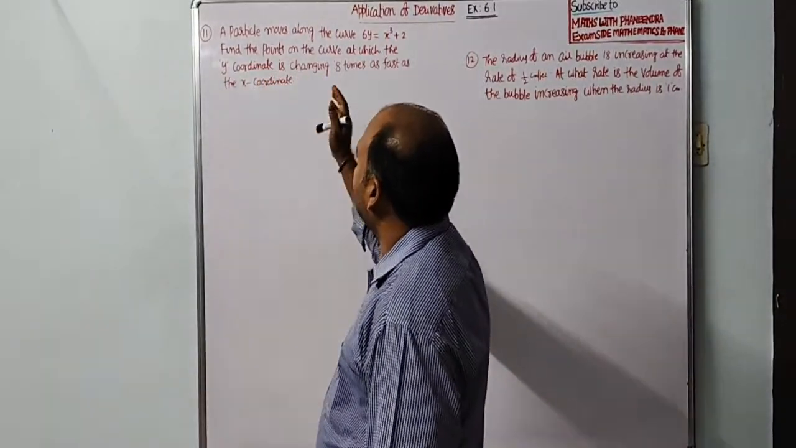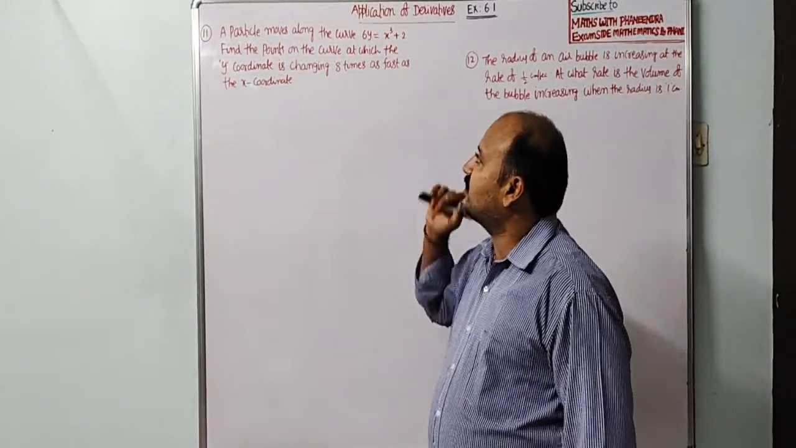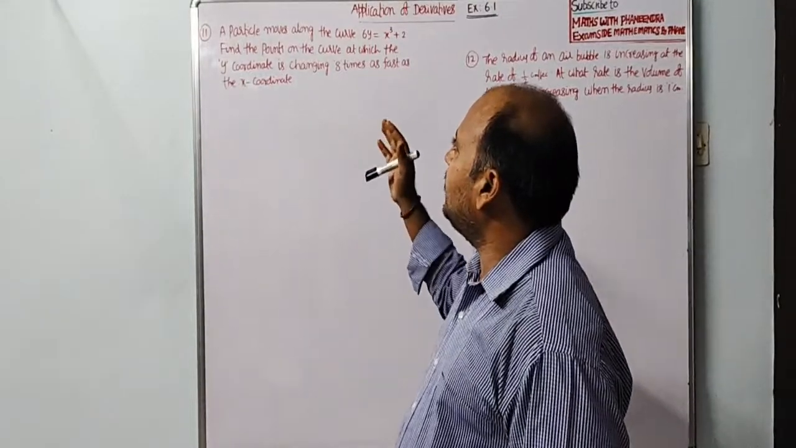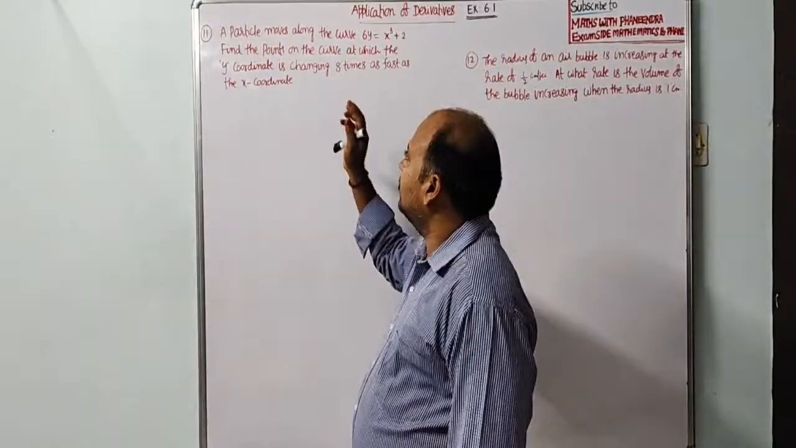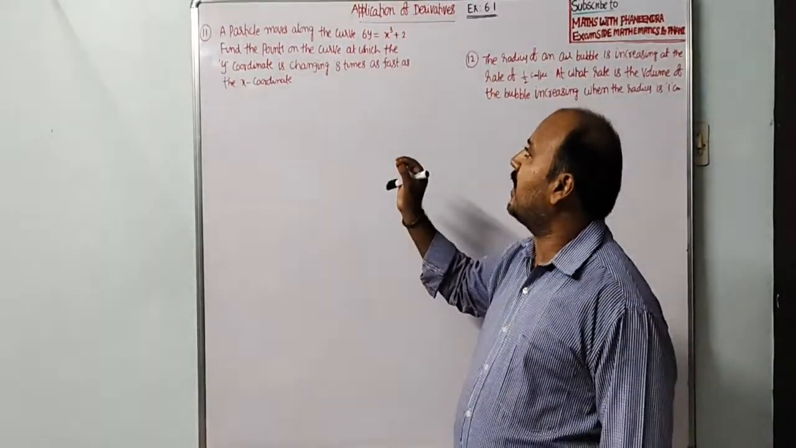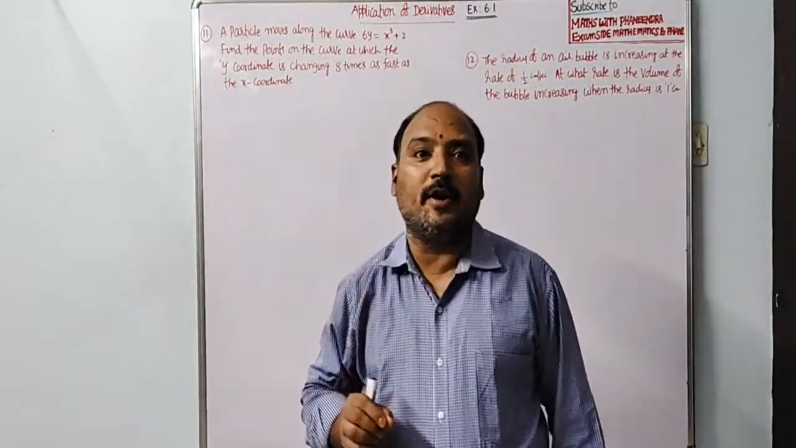A particle moves along the curve 6y equal to x cube plus 2. Find the points on the curve at which the y coordinate is changing 8 times as fast as the x coordinate.